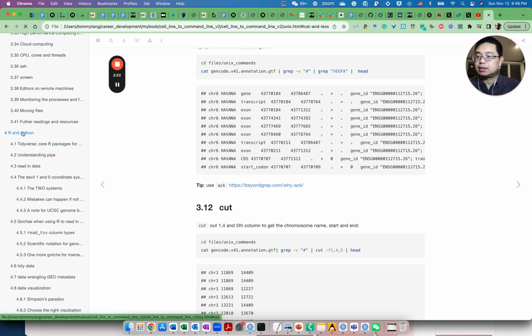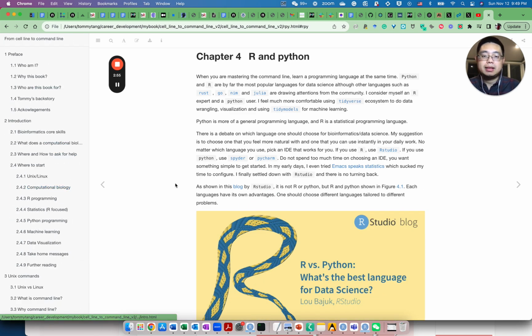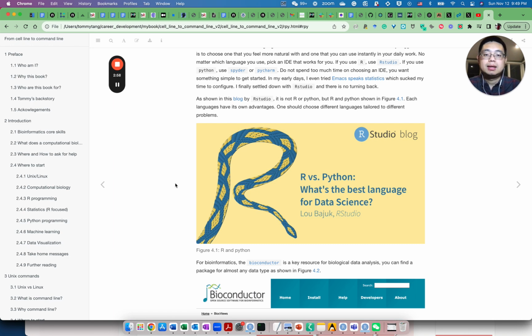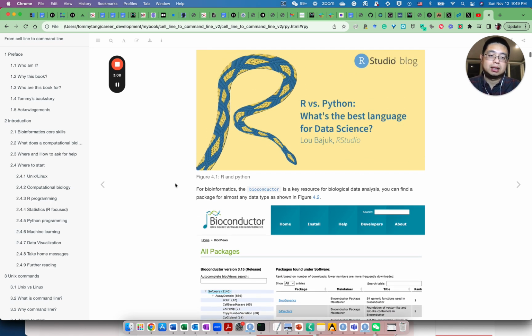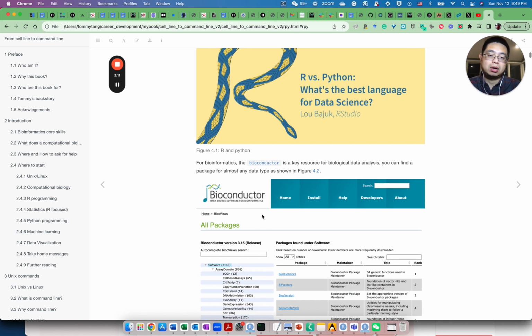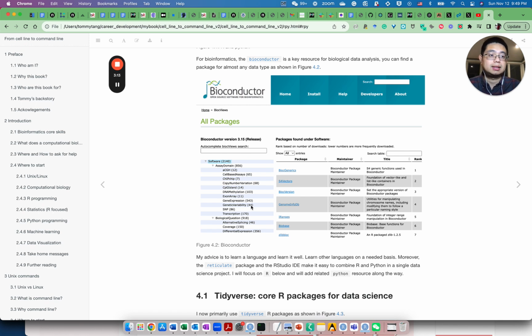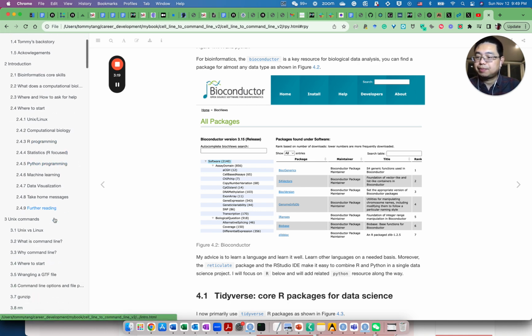Okay, then I will dive into a little bit about R and Python. I'm still an R expert, and I also use Python. But R is really useful because of the tidyverse ecosystem, and also the Bioconductor ecosystem, which provides a lot of packages that you can use for analyzing a lot of genomics data.